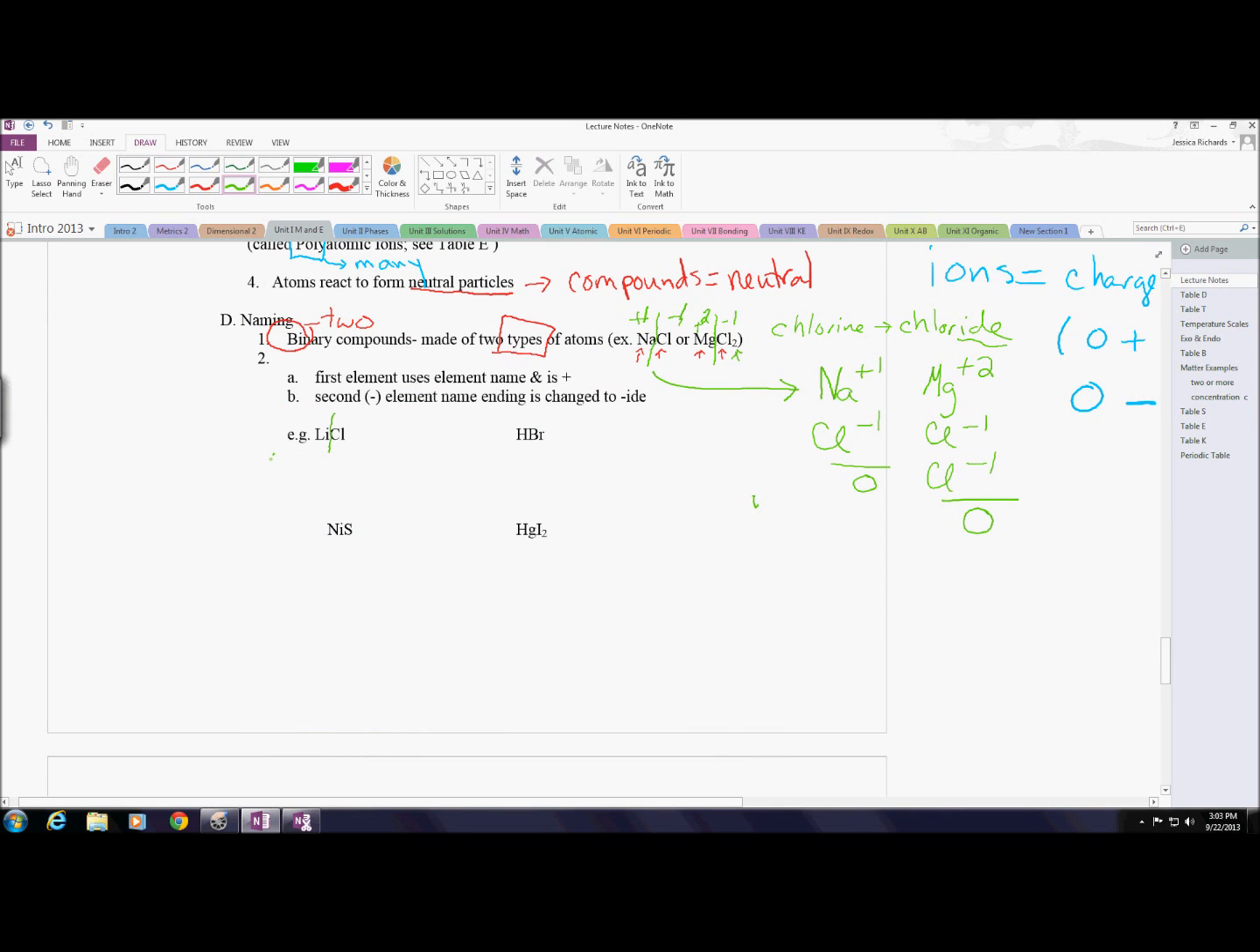So the first part of my name here is going to be lithium. The Cl is chlorine, and we just said chlorine becomes chloride, so this will be lithium chloride.